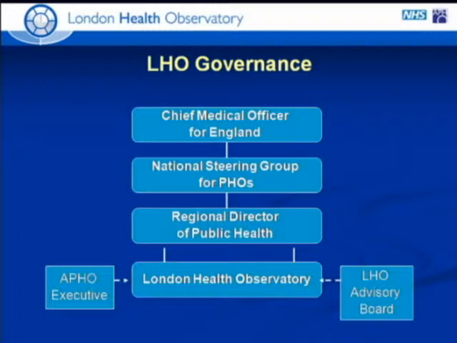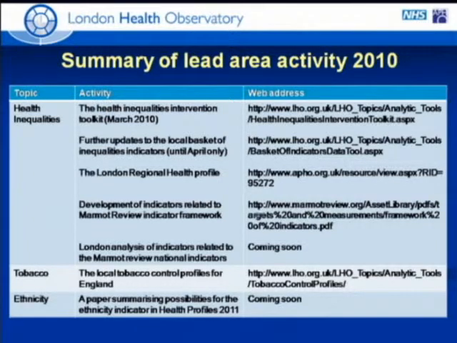And then we also have our own independent advisory board, with representatives from all the primary care trusts, from the GLA, from local government, and from organisations like the cancer registries, who help to steer our work programme. So it's quite a complicated structure of accountability. As I said, our lead areas are health inequalities, tobacco and ethnicity. And this is just a summary of our work this year in our lead areas.